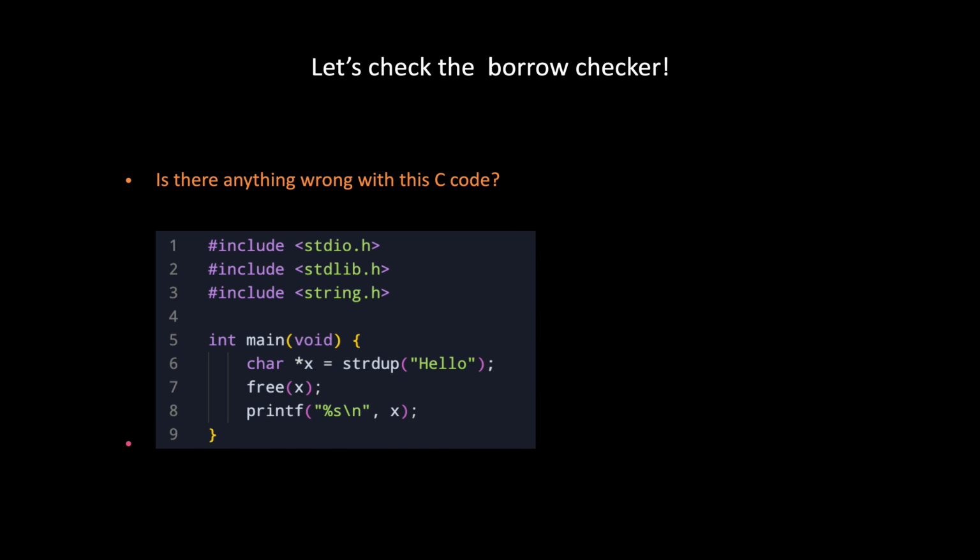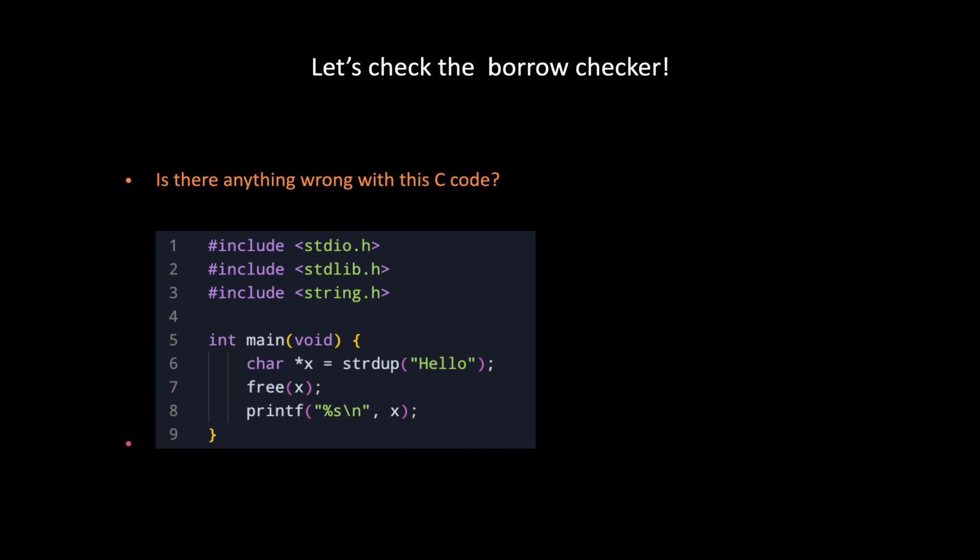Now let's have a look at the borrow checker in Rust and see how it works and what the distinction is between that and a language without a borrow checker, like C or C++. Here we have a C code. Maybe you can pause this video and think about it. Is there anything wrong here, or if there is, what would the issue be? You can think about it for a few minutes before we continue, but I will continue and address that.